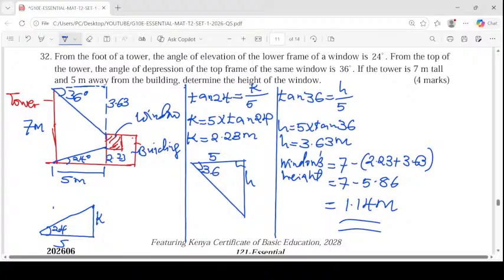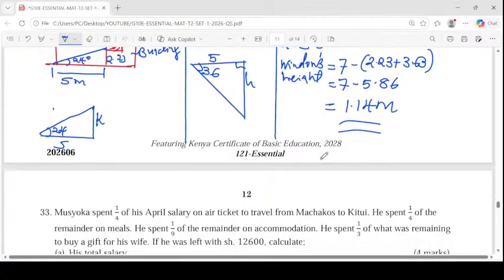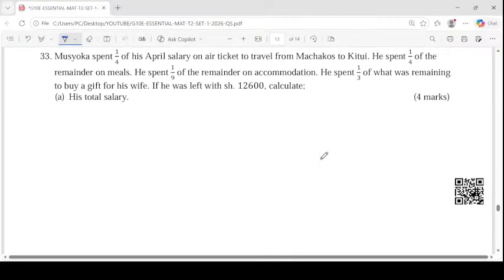1.14 meters. I hope you've understood that question number 32 very, very well. Let us make progress to question number 33 now.